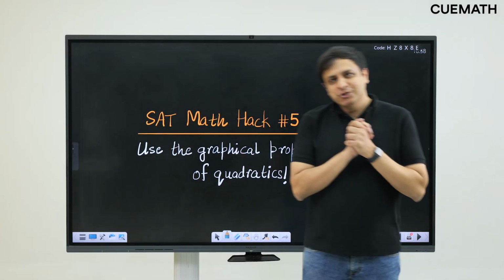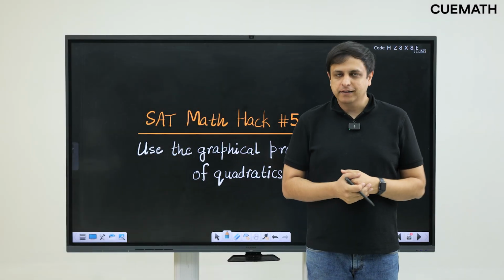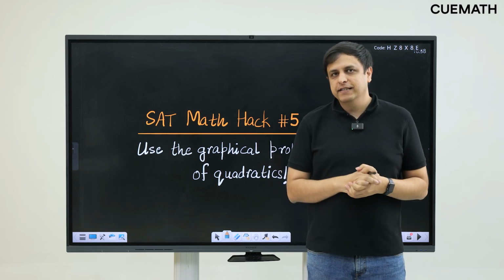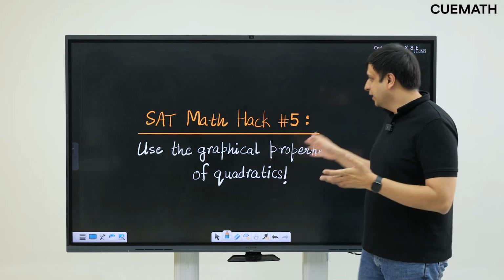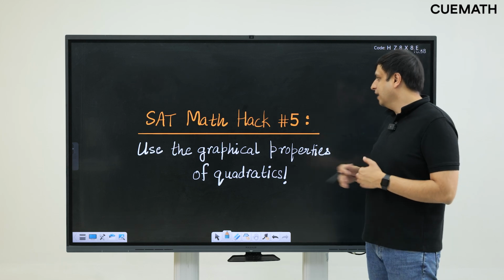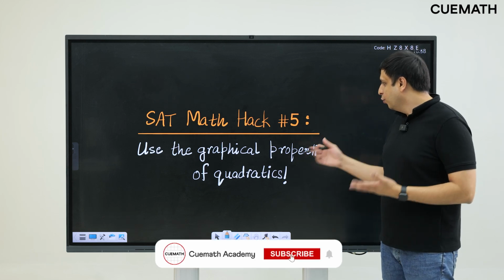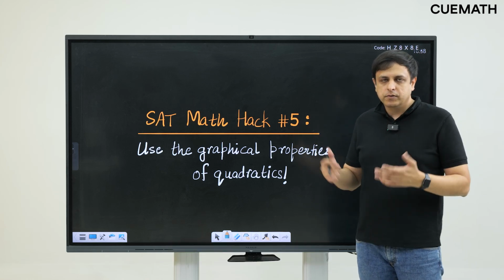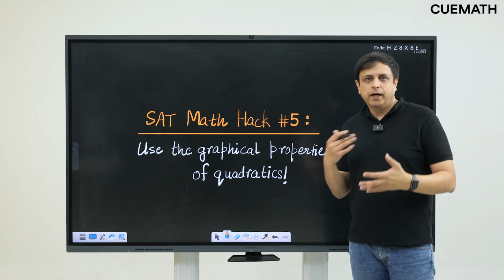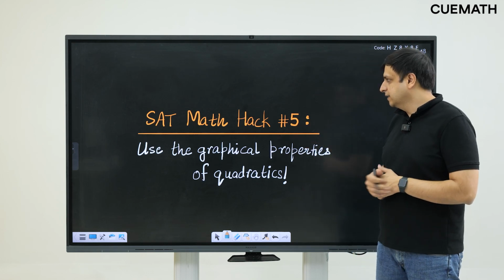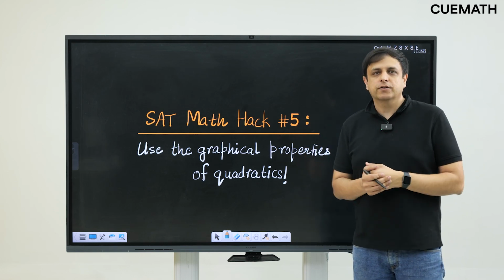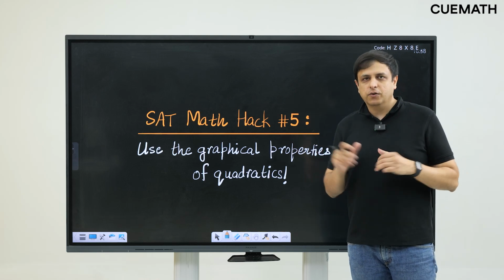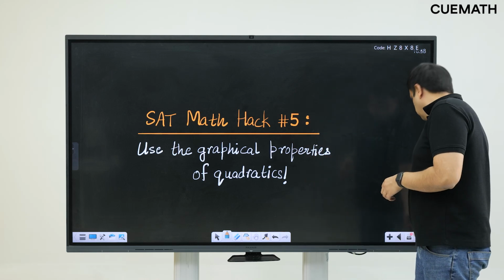Hi everybody, this video series is all about SAT math hacks where we discuss special tricks and strategies to solve SAT math problems. This video is on SAT math hack number 5, and it says use the graphical properties of quadratics. There are a lot of problems that come up on the SAT that require you to deal with quadratics, and what this hack says is that one of the easiest ways to do that is to think about the graphical properties of the quadratic expressions involved. So let's take a look.